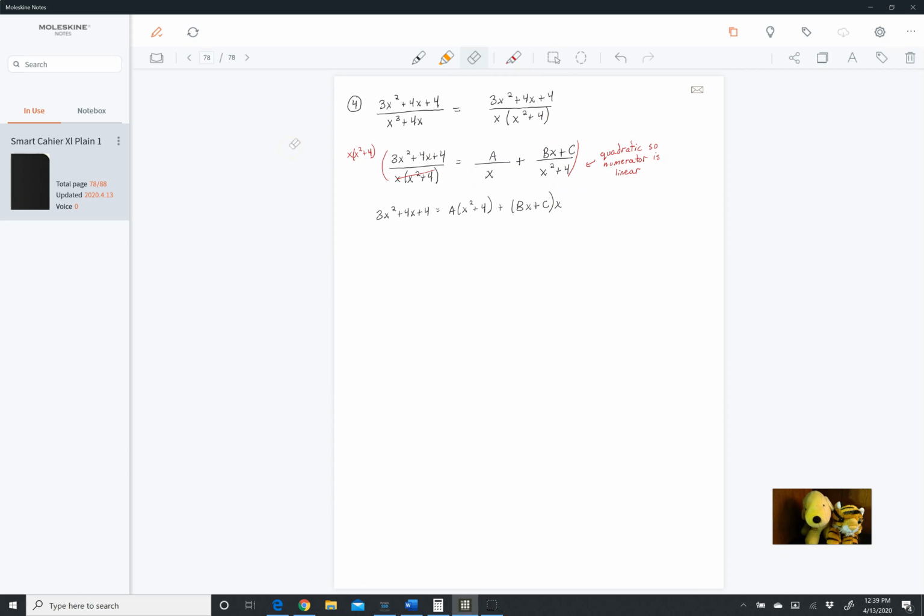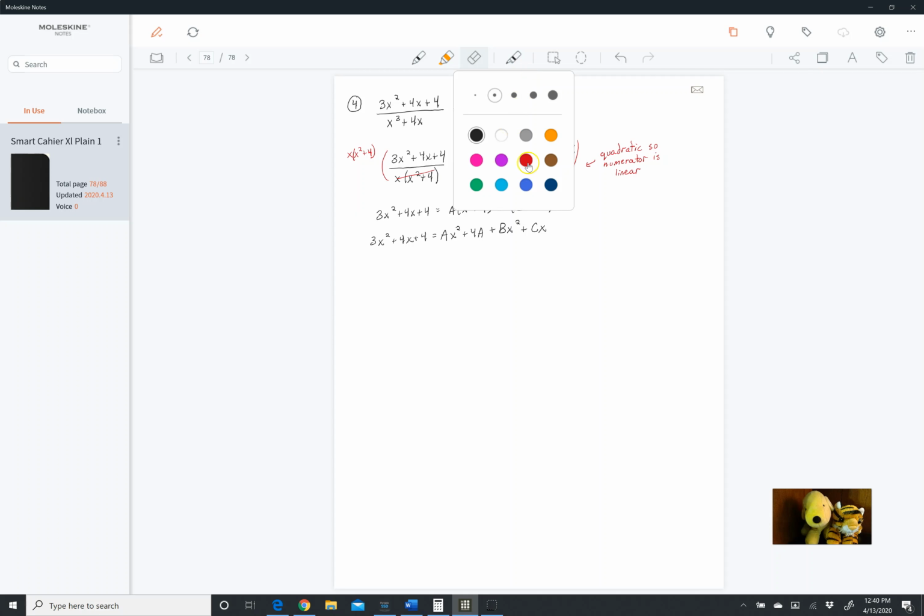So we're going to distribute. We distribute the x, and we distribute the a, and fortunately we're not multiplying any quadratics, so this is an easy distribution. So now we have 3x squared plus 4x plus 4 is equal to ax squared plus 4a plus bx squared plus cx.